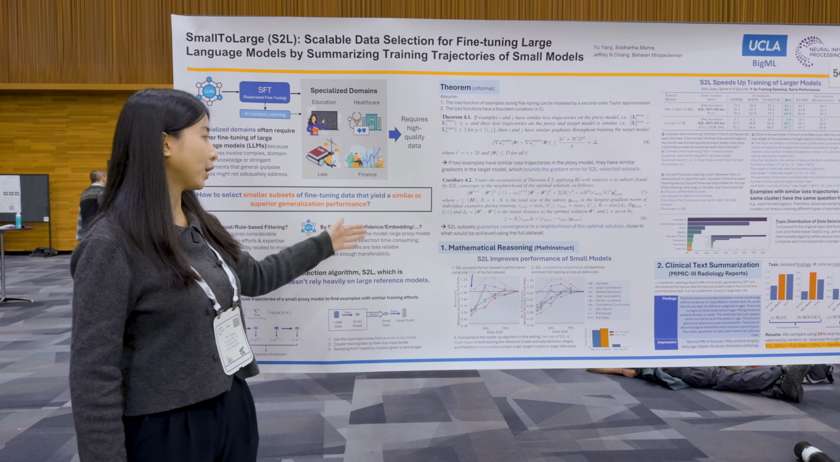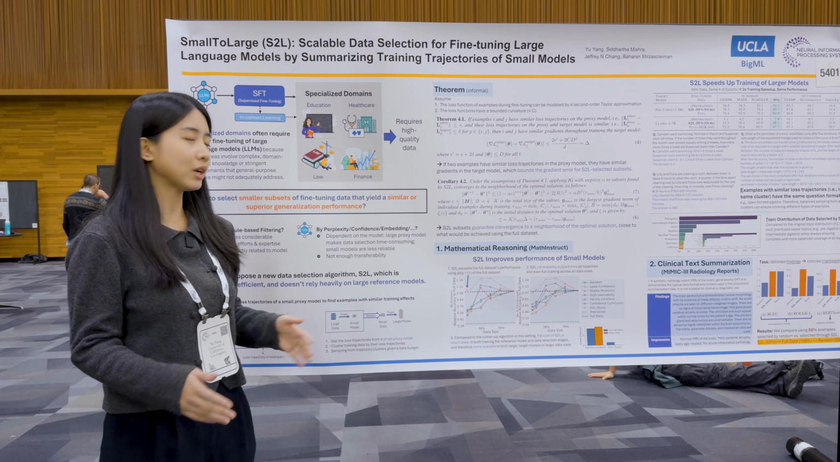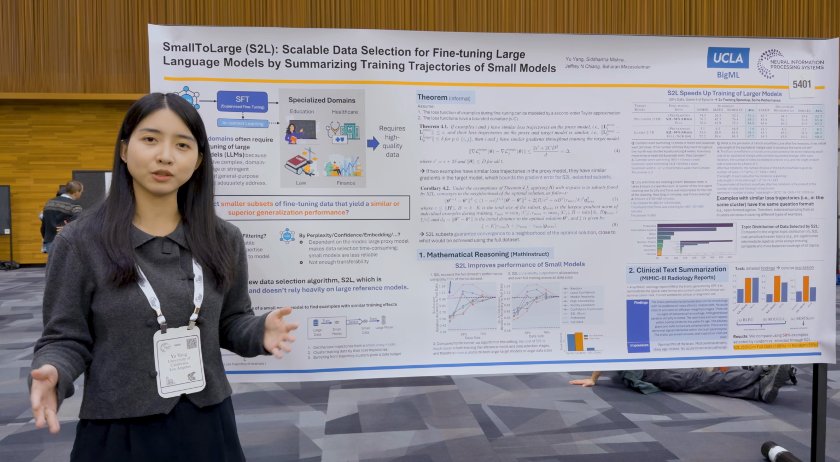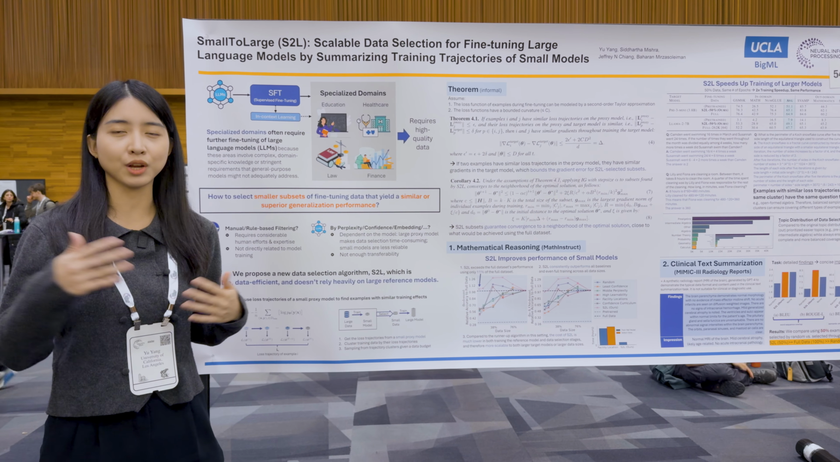If you want to train your own proxy models or reference models to get those embeddings, you are doubling the training effort. In the sense that you first train a model to select data, and then you use that selected data to train another model.